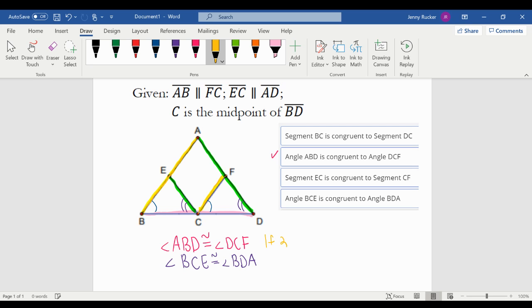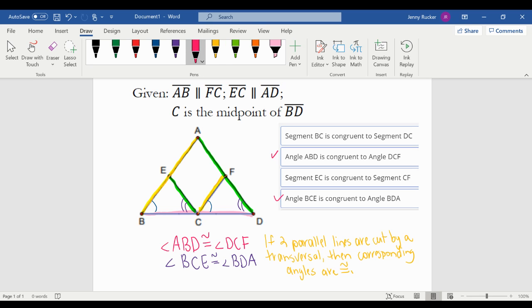So if two parallel lines are cut by a transversal, then corresponding angles are congruent.